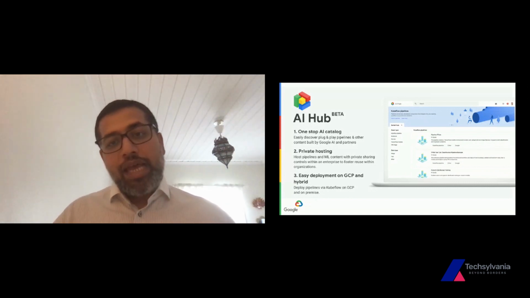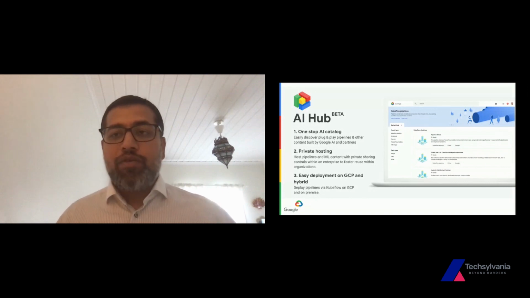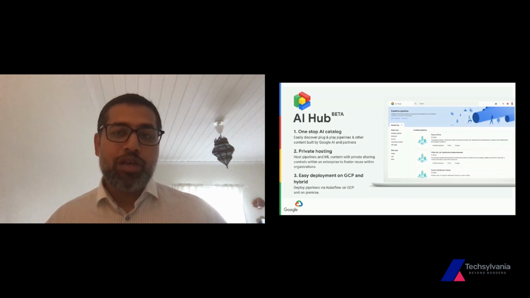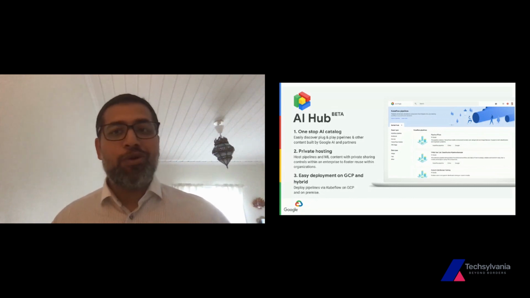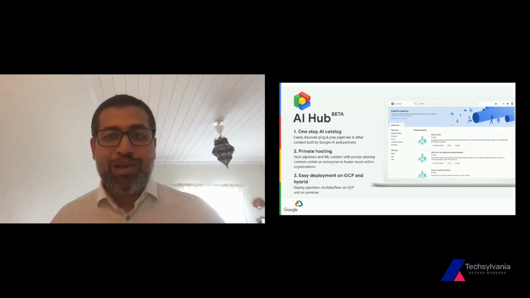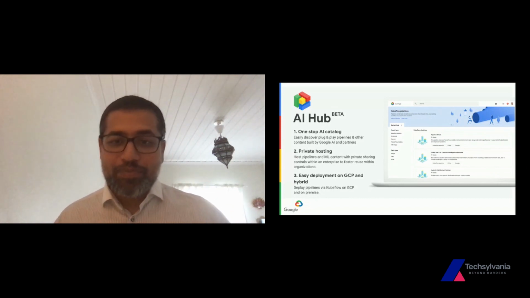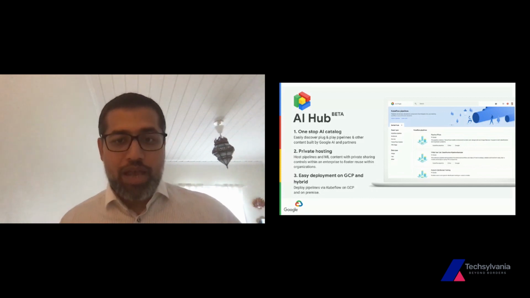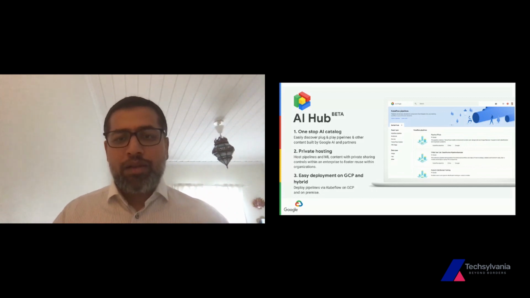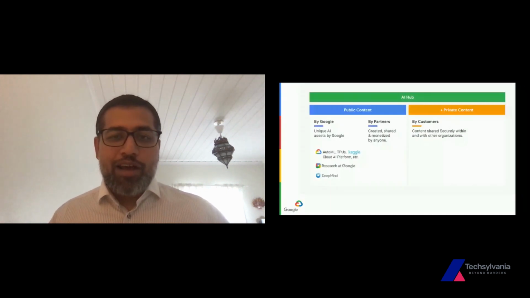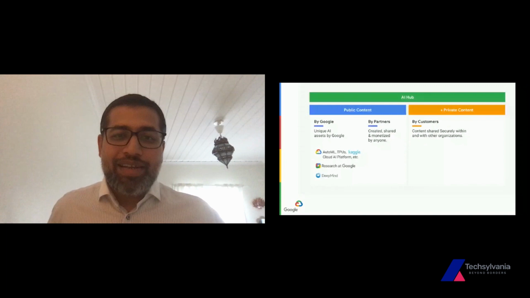From the AI Hub, when you, let's say, search for a model which you want to reuse, you can simply deploy it in your own notebook. You can simply deploy it through Kubeflow or somewhere else, etc. So it's like an app store for machine learning assets. And we are seeing a very good response for AI Hub. And one question which we always get asked is, how about controlling the private and public content?